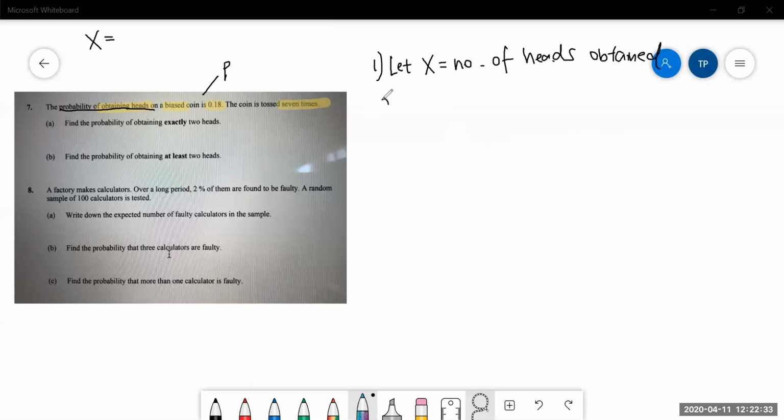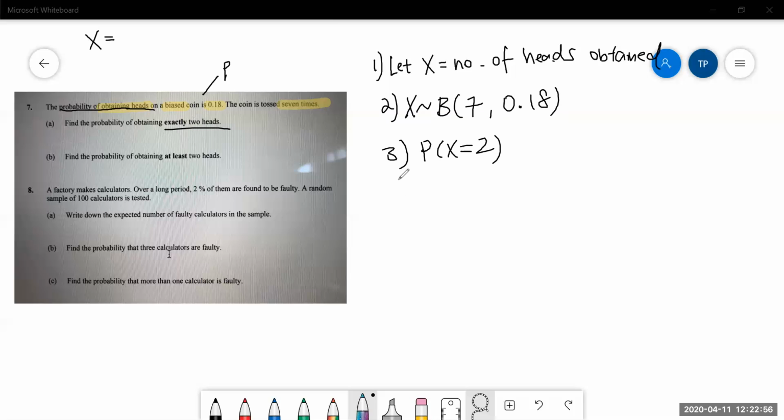Step 2, we define the distribution. So X follows a binomial distribution. Number of trials? 7. Probability of success? 0.18. Step 3, define the problem. Now we look at 7a. Obtaining exactly 2 heads, so the probability of X equals 2. Simple, right? This is the PDF, yes, you're right.